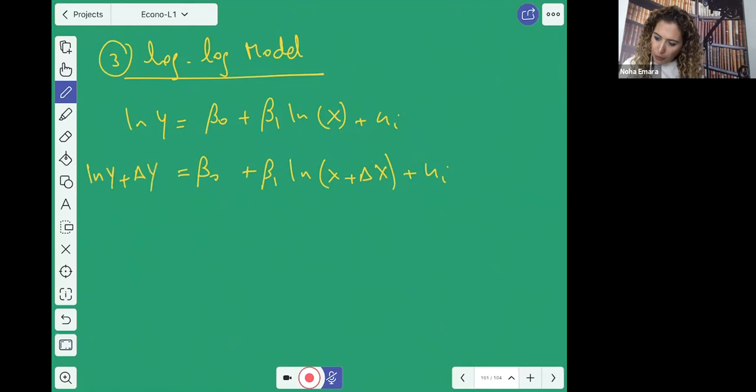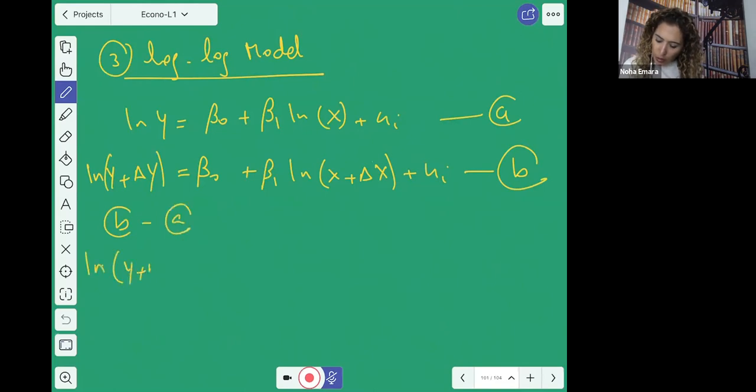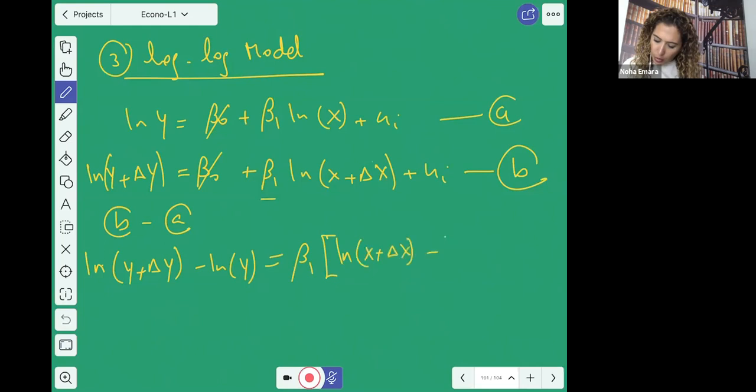Okay, now this is like this. Now this is again A, this is again B. Then I want to know what is the change in y. So the change in y would be B minus A. So I'm gonna have on this side the log y plus the change in y minus the log of y equal, these two would cancel, right? I have a common factor, beta 1. Then I have this big bracket of log x plus the change in x minus log x, and the error term is going to cancel.